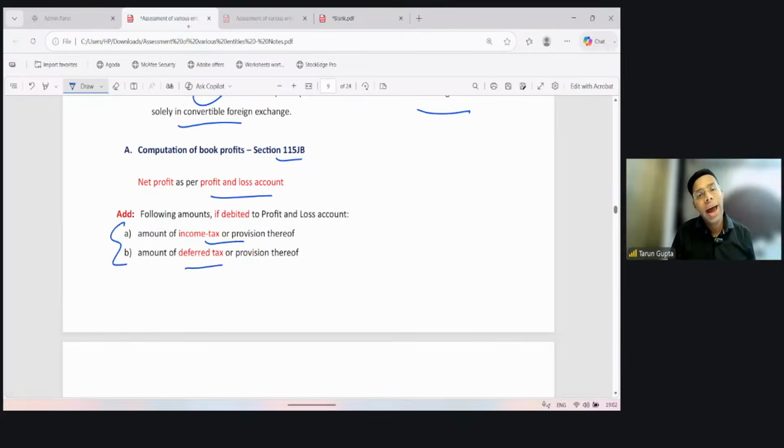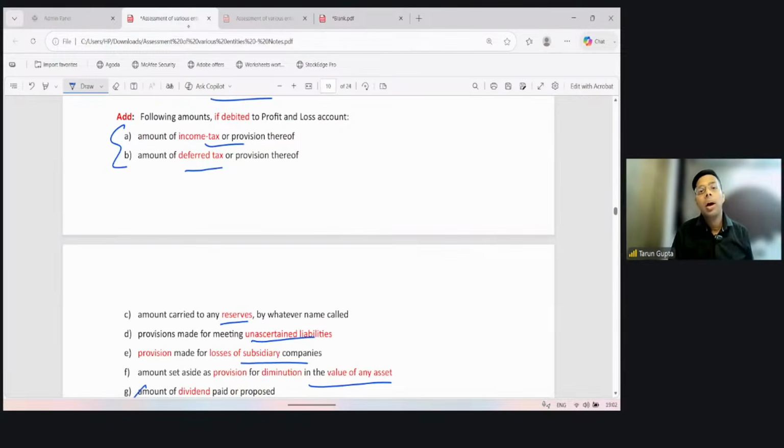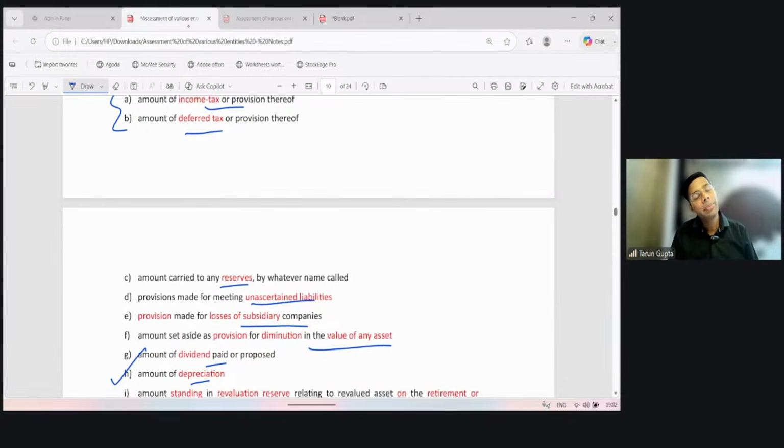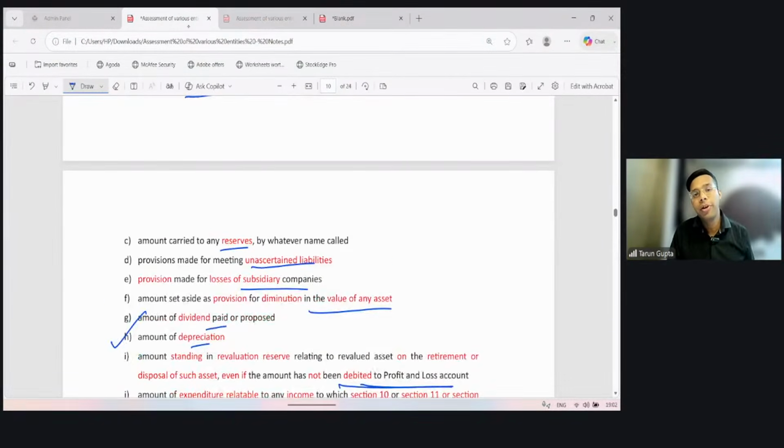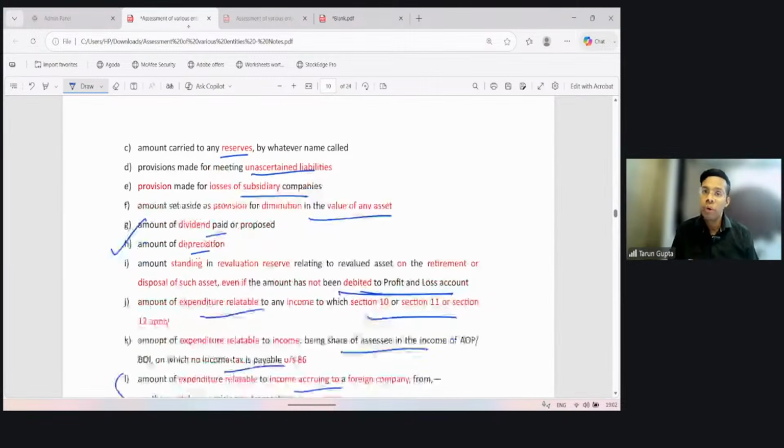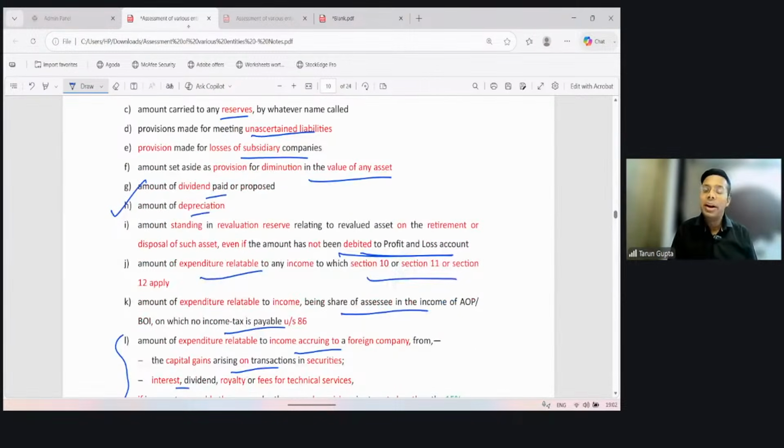For computing book profit, you will add reserves, provision for uncertain liability, income tax, deferred tax, provision for loss of subsidiary, provision for diminution in the value of assets, dividend, depreciation, and valuation reserve in respect of assets which have been transferred, even if not debited.